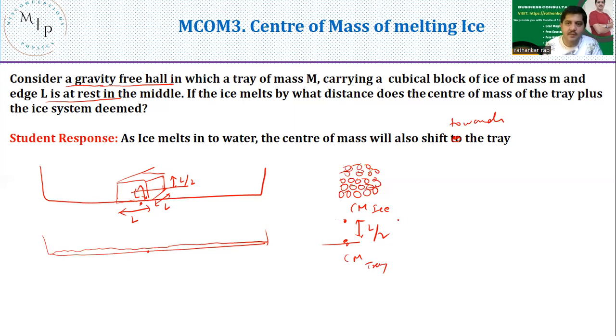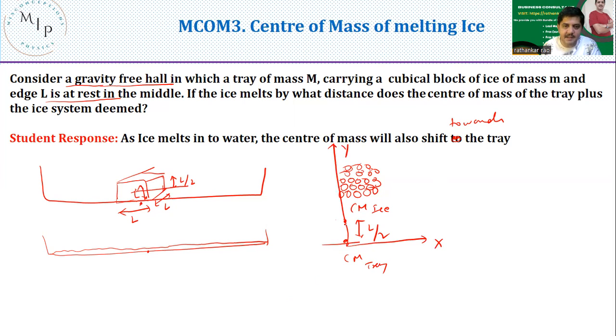Now, what is he asking? What is the center of mass of the tray plus the ice? Where is it located? Because he has also given you some values, right? So you need to find out that value. So what we will do, let us first put a coordinate axis. Consider this y-axis here. This is a y-axis and this is my x-axis.